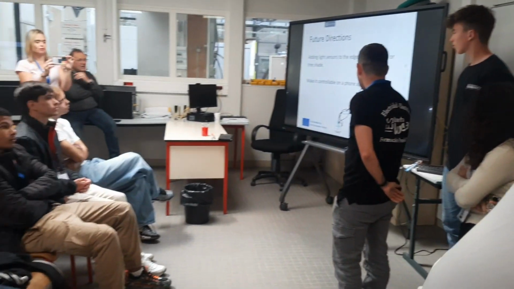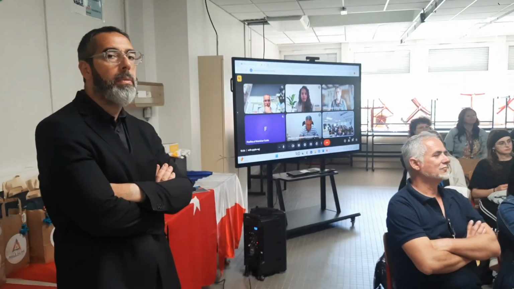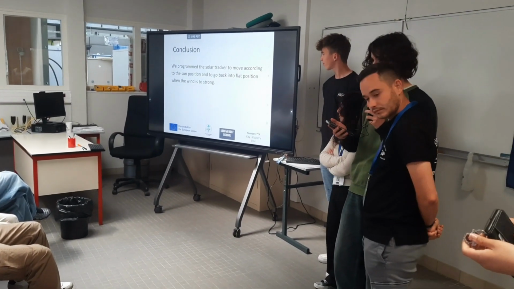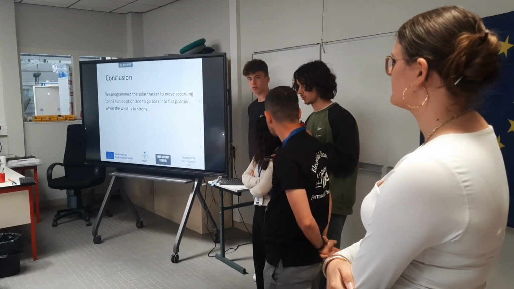Future direction. Adding a light sensor to the edge to avoid cloud or street shade. Make it controllable on a phone app. Those are some improvements we could make to make the solar panel even more efficient. In conclusion, we programmed the solar tracker to move according to the sun position and back into a safe position when the wind is too strong.